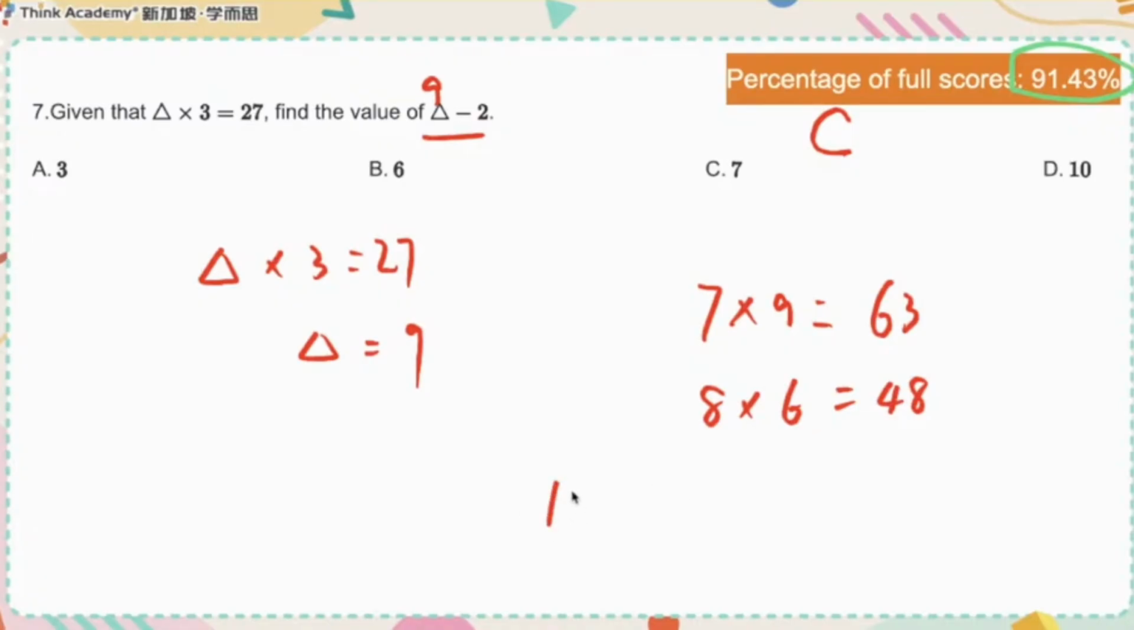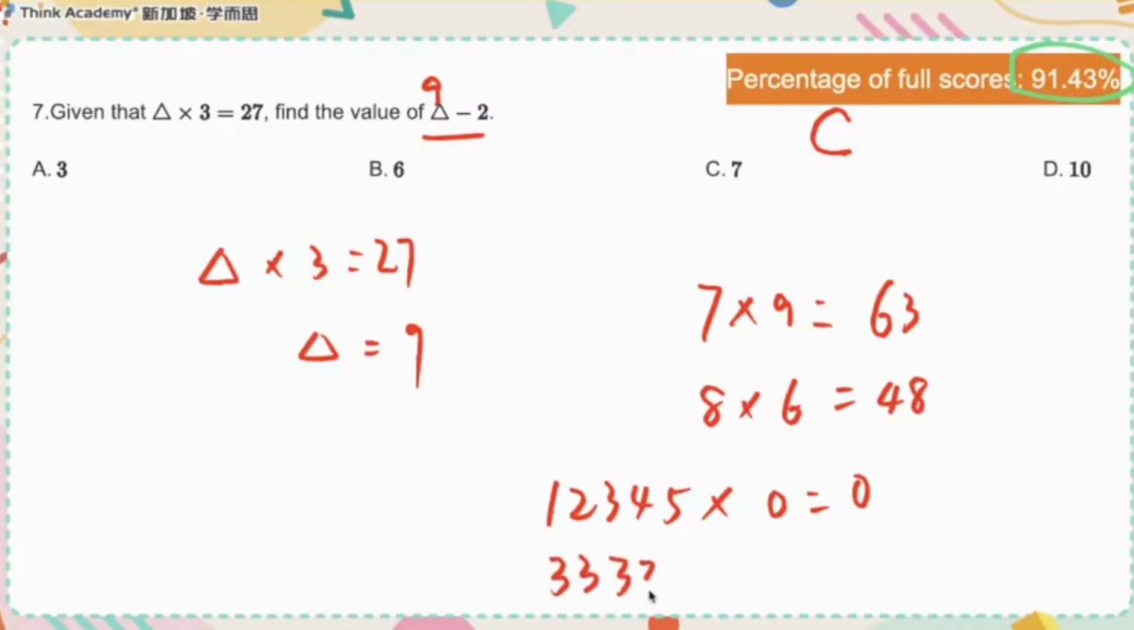How about 1, 2, 3, 4, 5 times 0? What about this? Okay, just nothing, right? 0 times anything is 0. And then I give you a super hot one.